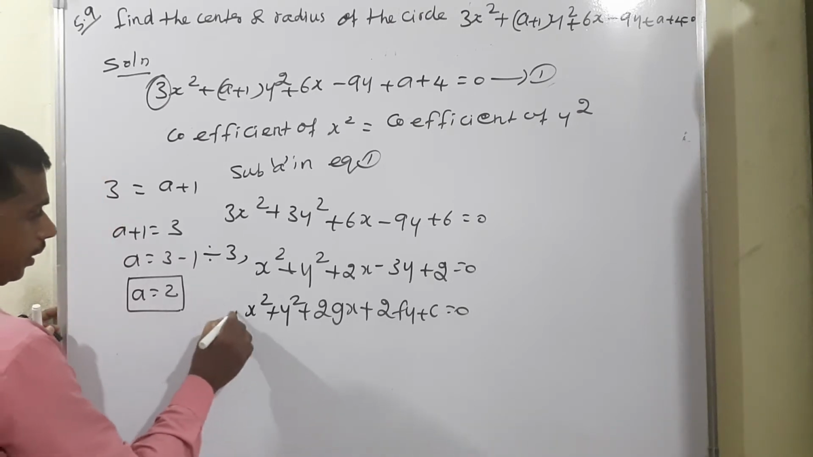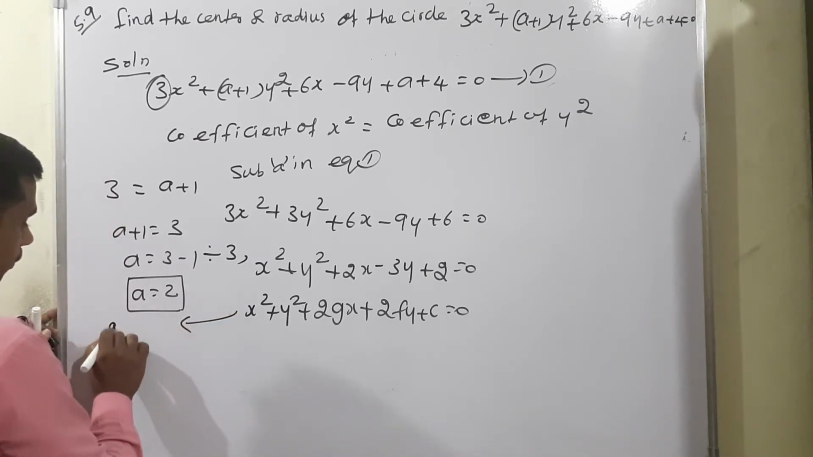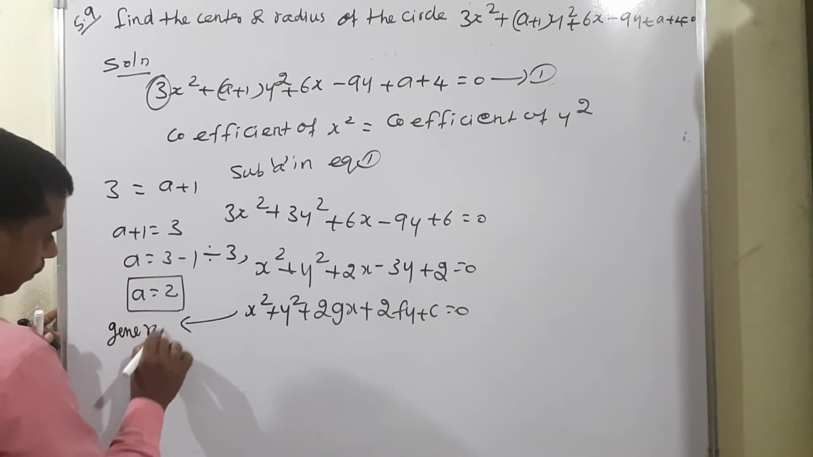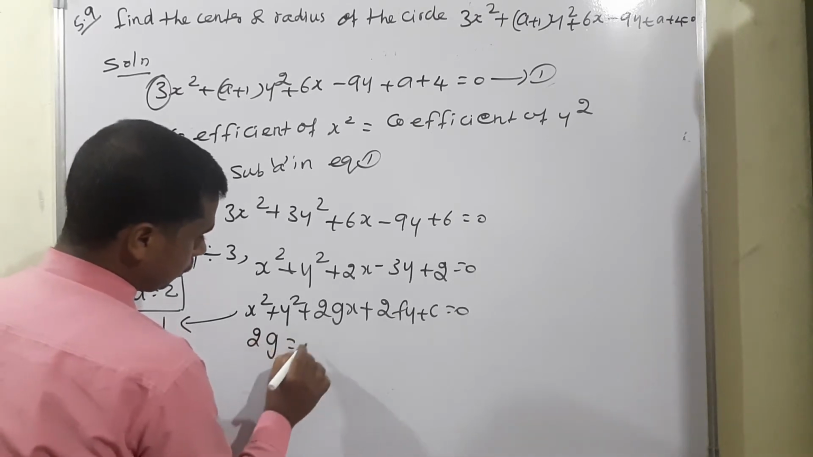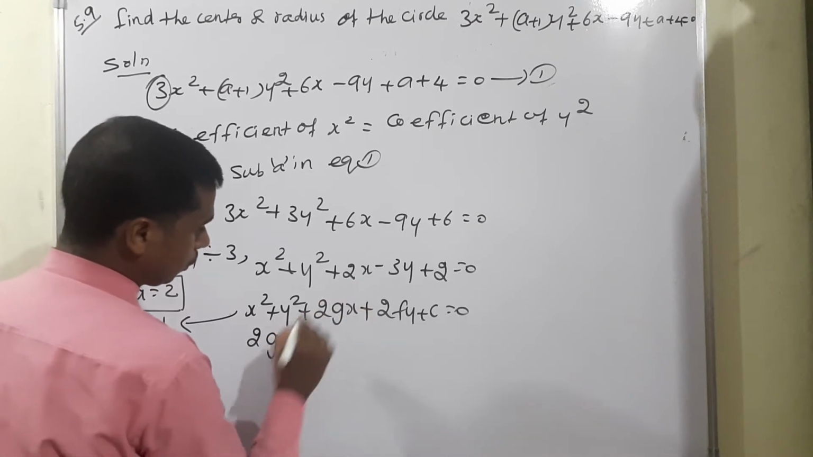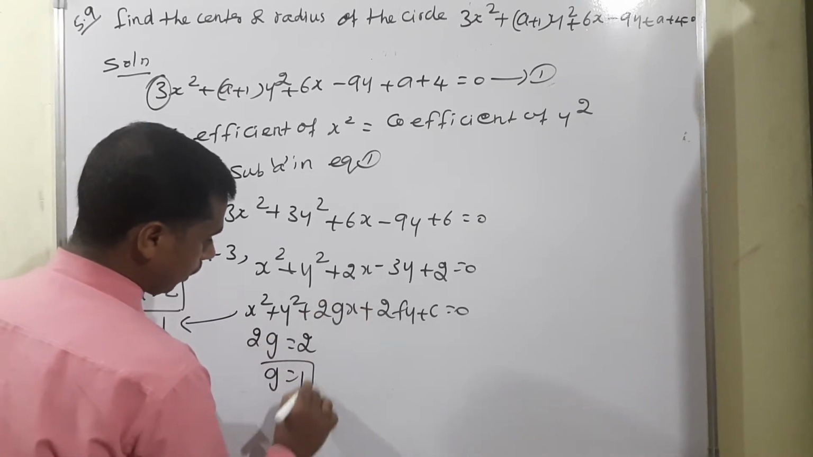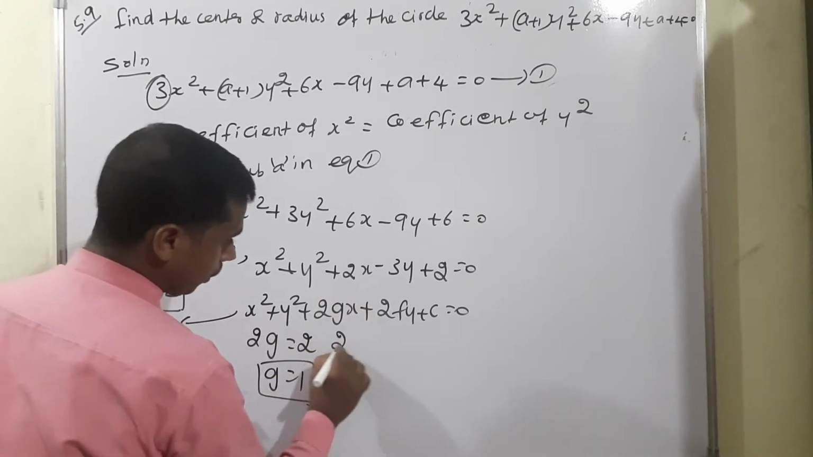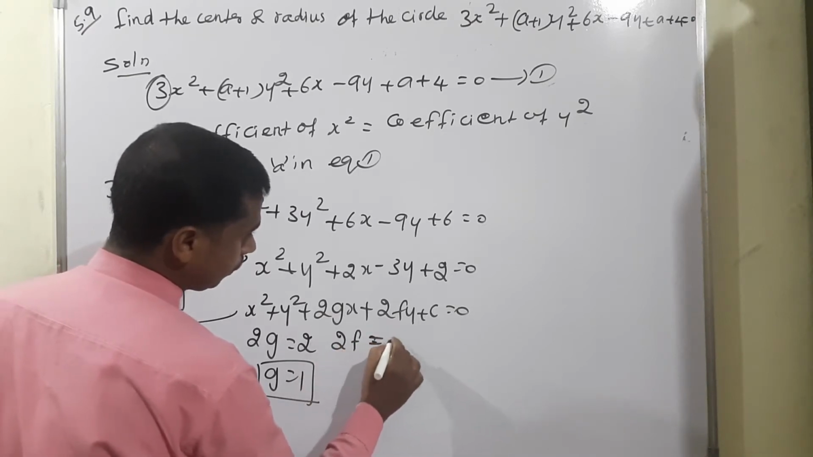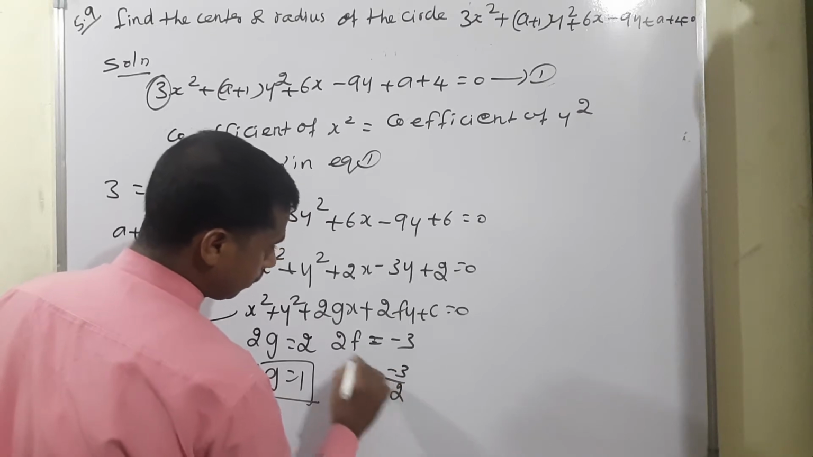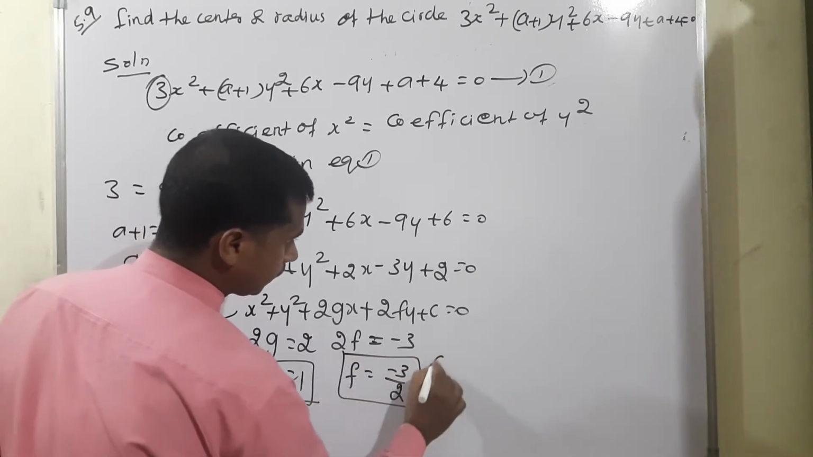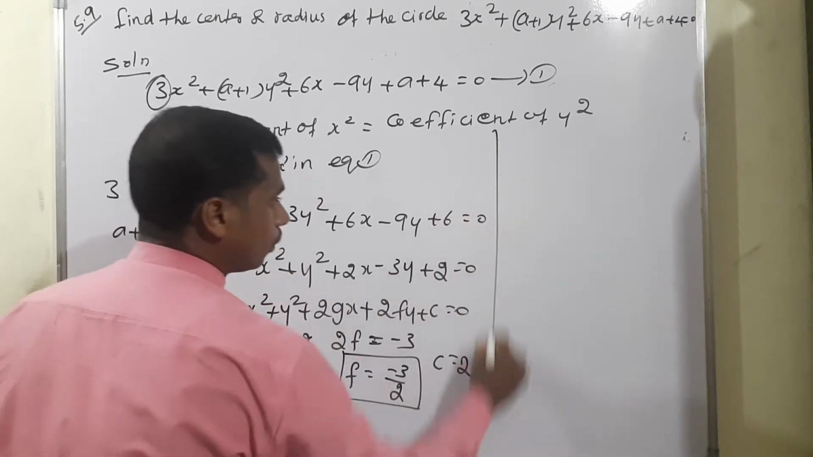So this is actually called the equation of a general circle, isn't it? The general formula. Therefore, first condition: 2g is equal to the coefficient of x, which is 2. Therefore, g is equal to 1. Then 2f is equal to minus 3. Therefore, f is equal to minus 3 by 2. The constant c is equal to 2.